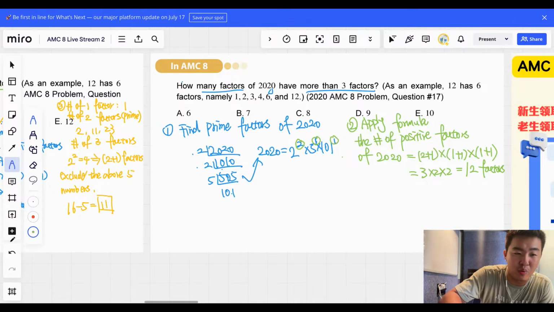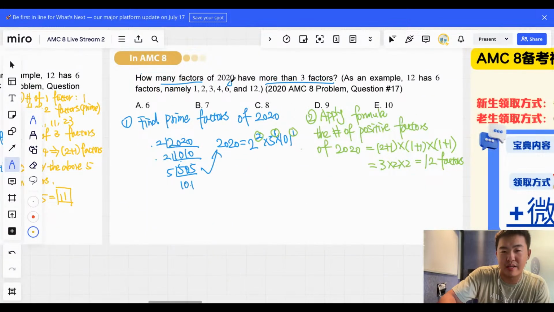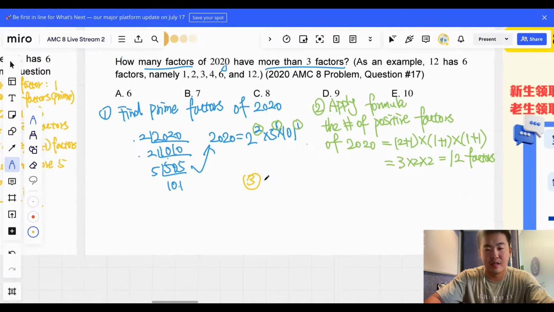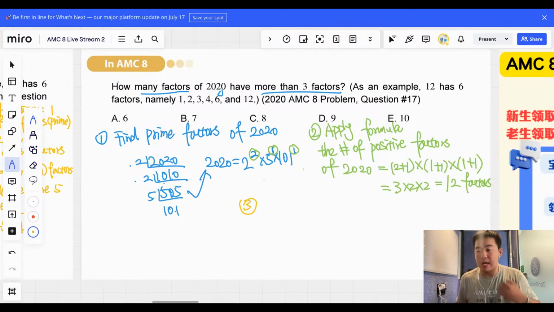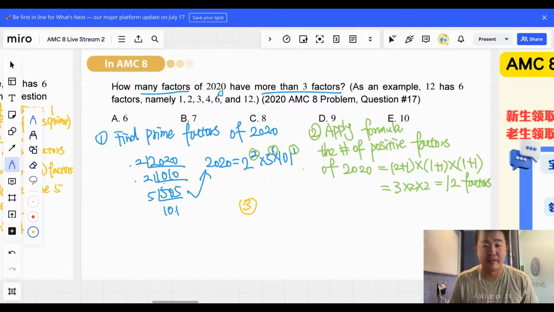Let's think about what we should do on the final step. So, okay, it's moving around. So right here, let me zoom in a little bit, okay? Okay, good. So for our third step, what is it? It is to consider it case by case. Since it's asking for more than 3, and the total possibility is 12 factors, we can exclude those factors that have less than 3 factors or exactly 3 factors, right?